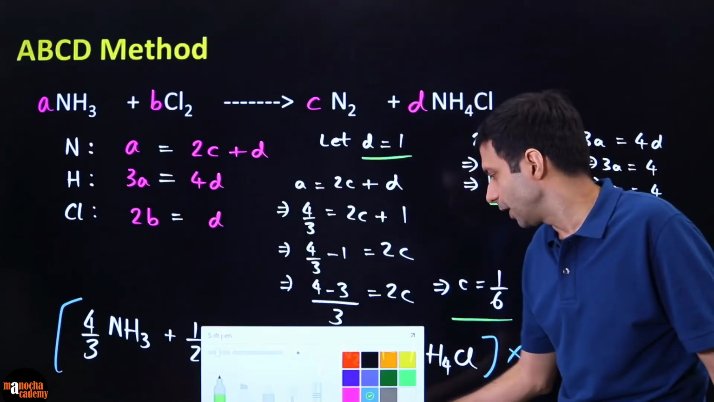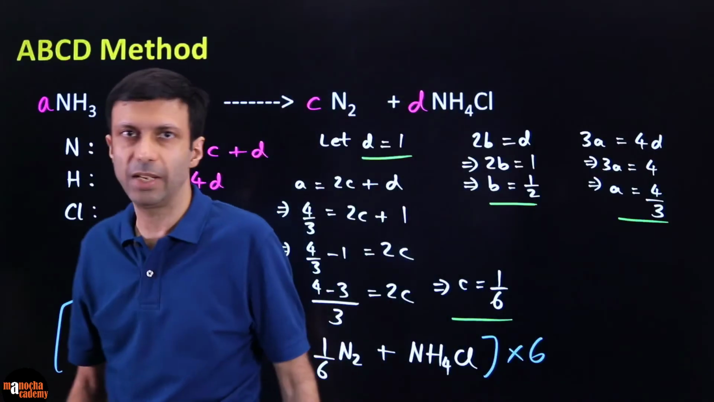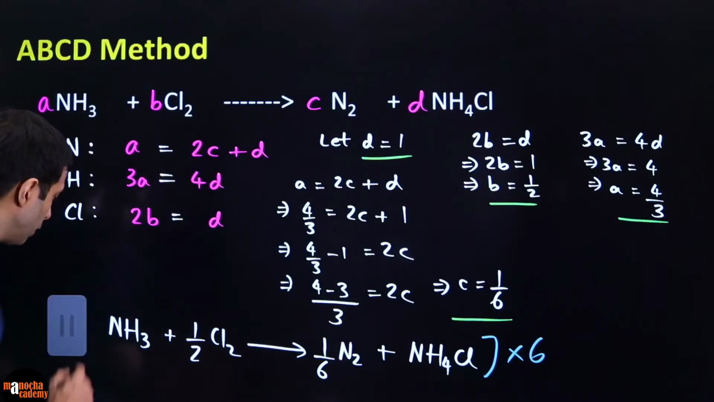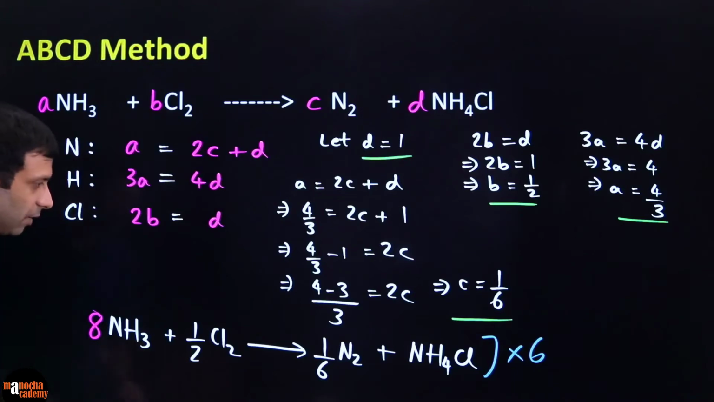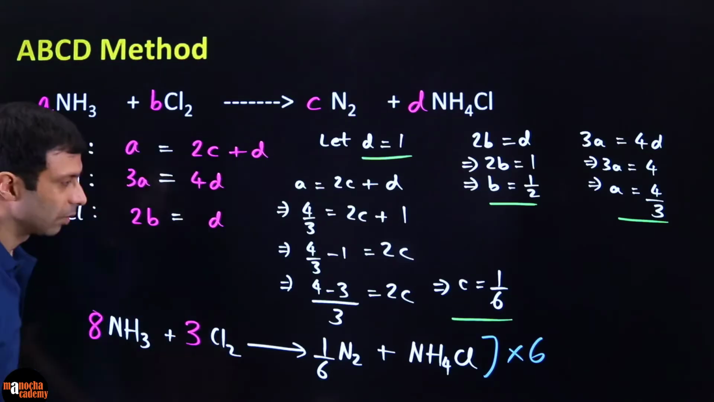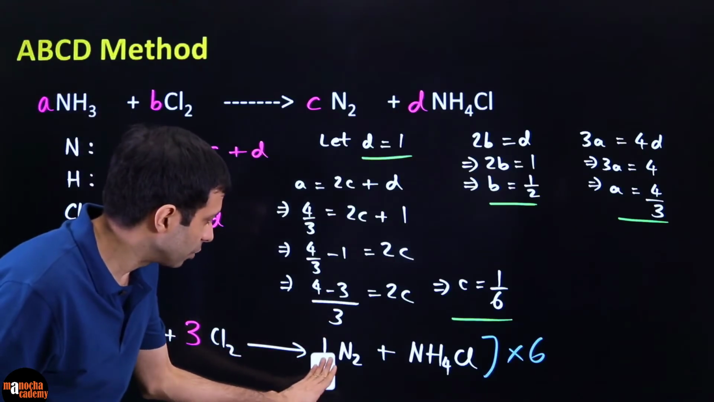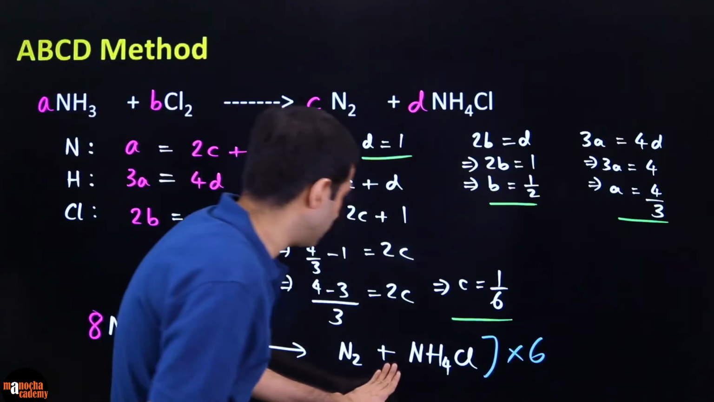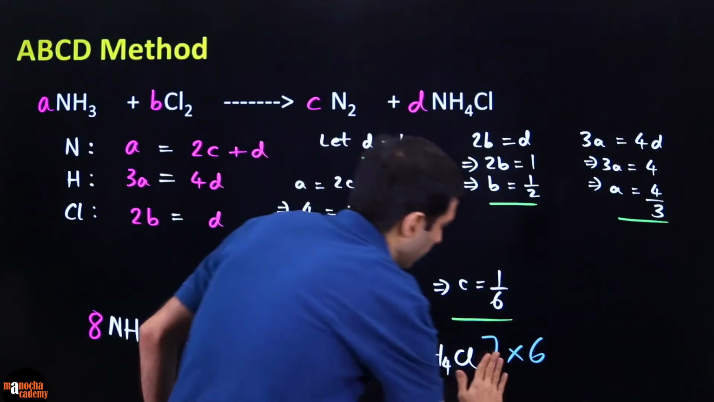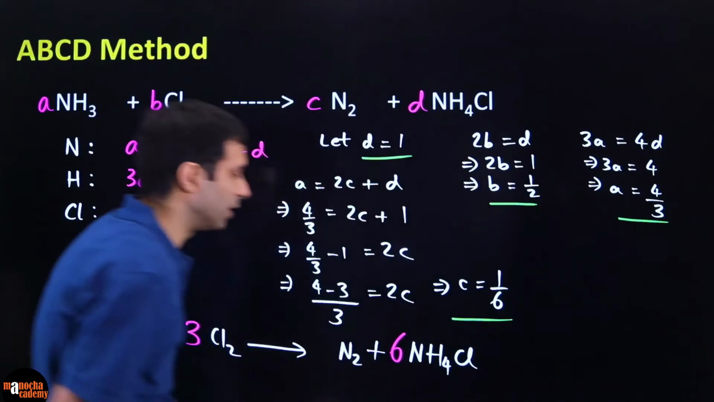So what is the answer you're going to get? 4 by 3 times 6. So 3 and 6 will cancel. So this will give you 2. 2 times 4, 8 ammonia. 6 times half, 3. So this is going to be 3. 1 by 6 times 6, 1. So this guy is gone. And this will become 6 ammonium chloride. See, we multiplied the entire thing by 6 to get this.